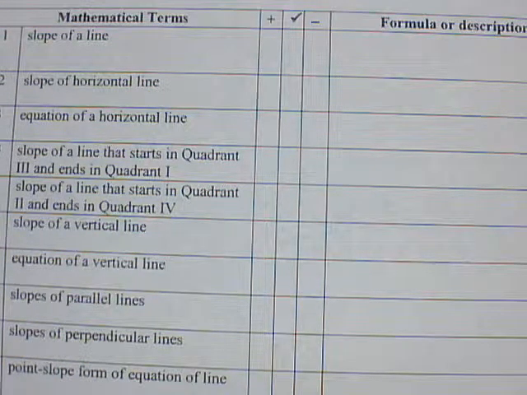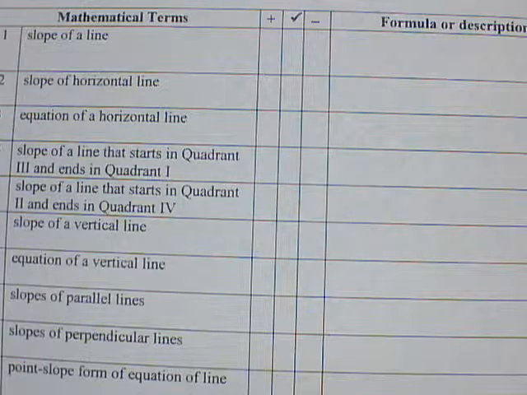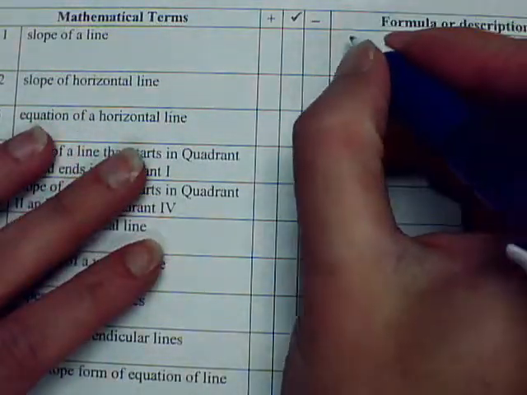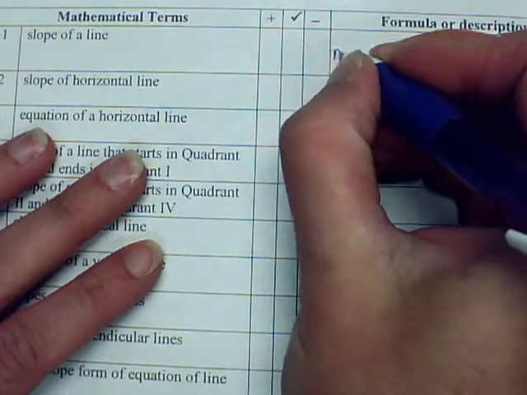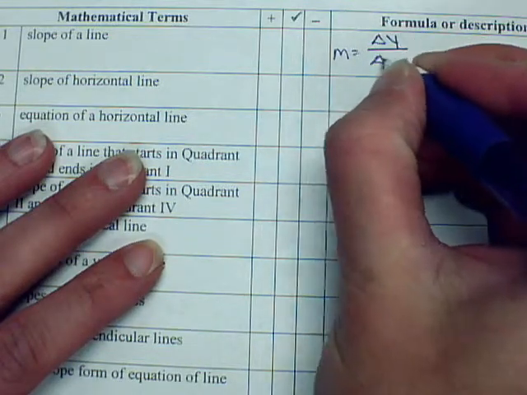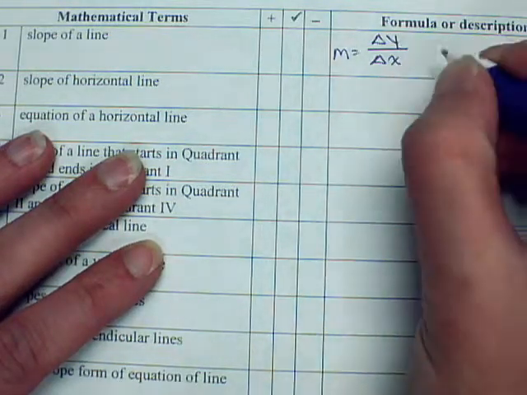In the warm-up for 1-5, what we did was we looked at linear functions and just some vocabulary terms and the definitions that go with them and/or formulas. So let's talk through all these. Slope of a line. What that is, how slanted the line is. It's the change in y over the change in x. It's your rise over your run.